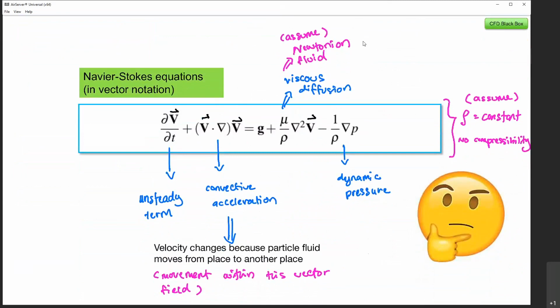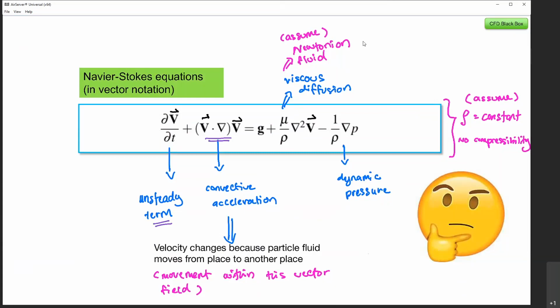Okay, so what do the terms refer to? I've shown this on the screen. The first one refers to the unsteady term, dv over dt. V here refers to the variable, the velocity, so dv over dt is the change over time. So that's the unsteady term. The second term here is the convective acceleration, or the movement within the vector field.